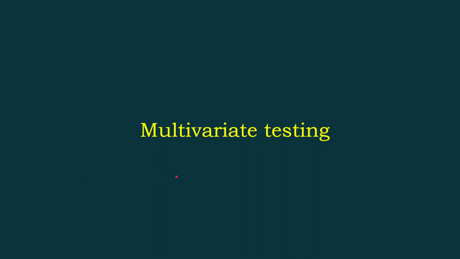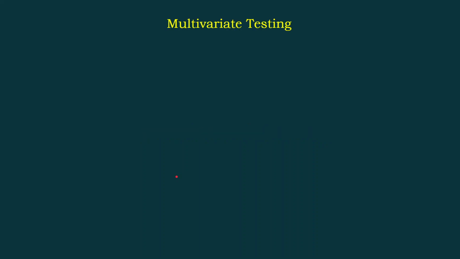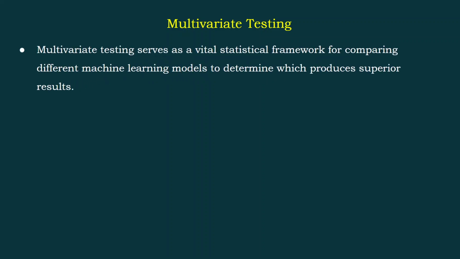Hello everyone, in this video we are going to see about multivariate testing. Let us see the definition. Multivariate testing serves as a vital statistical framework for comparing different machine learning models to determine which produces superior results.